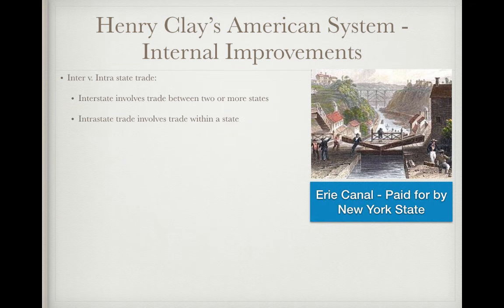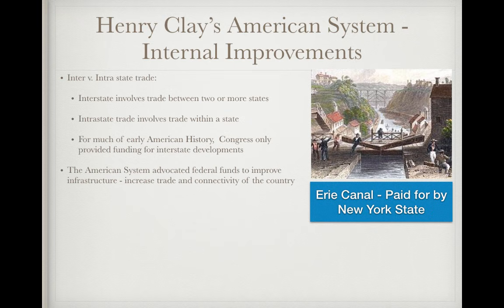And there is the Erie Canal. And that was paid for by New York State because it was only in the state limits of New York State. Now, for much of early American history, Congress is only going to pay money if it's involved in interstate developments, not intra. Inter, they will pay for. Intra, they will not. So the American System advocated for federal funds to improve infrastructure, which would increase trade and connectivity of the country. That's the goal of these internal improvements.